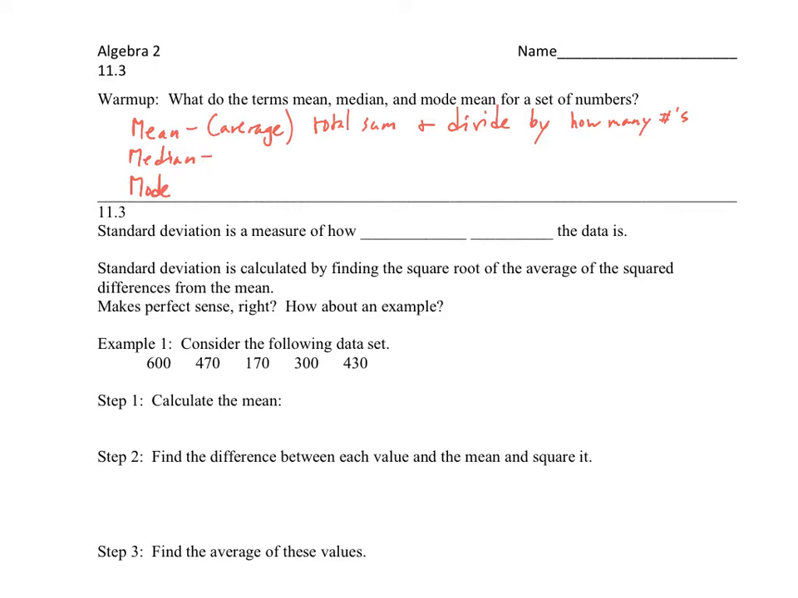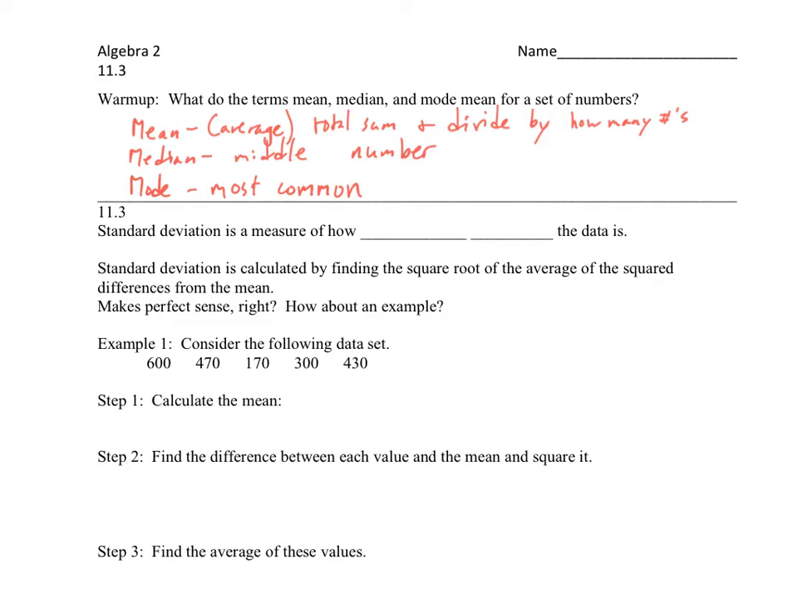Median, just like if you're driving on the highway, median means middle. So median is the middle number. You have to put the numbers in order, smallest to largest, and find the middle. Sometimes you'll have to find the average of 2 numbers. And then mode is the most common number. There can be 1 mode or 2 modes or no modes. Mode is most common.